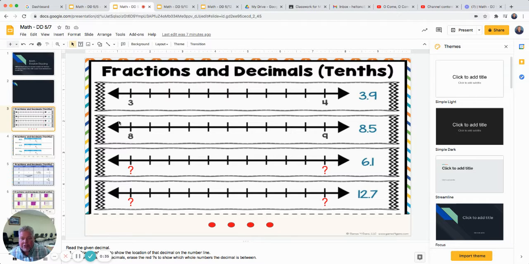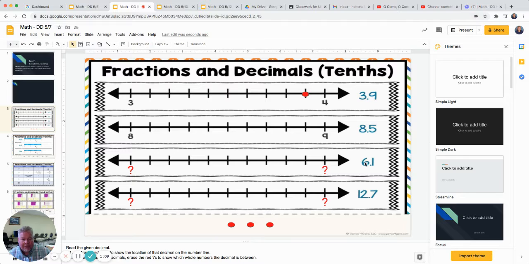So I want you to notice now on this slide, we have between 3 and 4, 8 and 9, okay? So 3.9, we have to find where 3.9 would be. 3 and 9/10, I should say. 3 and 1/10, 3 and 2/10, 3 and 3/10, 3 and 4/10, 3 and 5/10, 3 and 6/10, 3 and 7/10, 3 and 8/10, 3 and 9/10. We're going to put a dot on 3 and 9/10. You'll do the same thing for 8 and 5/10.